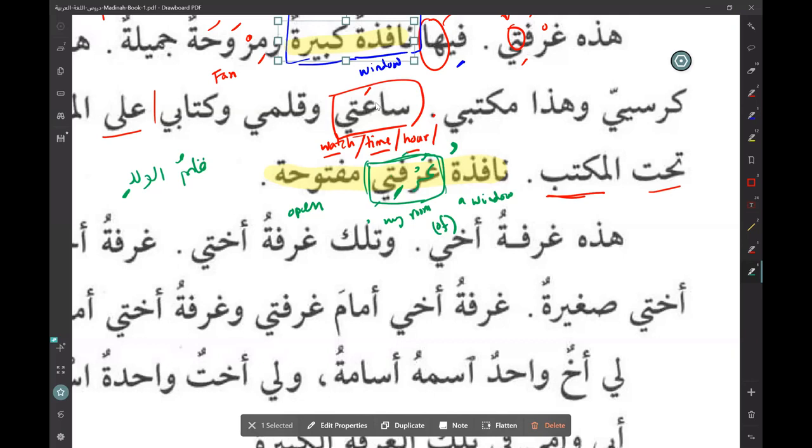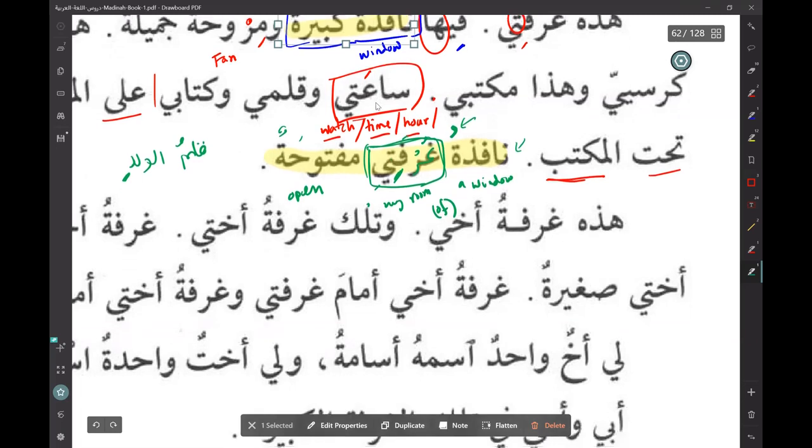The only thing you have to do is nafidatu. Instead of saying nafidatun, you say nafidatu, because why? It's idafa. The first one is without indefiniteness, meaning there's no alif lam and no tanween, and the rest you cannot change anything because it's another type of idafa, right? So you say nafidatu ghurfati maftuhatun. So, a window of my room, or the window of my room is open.